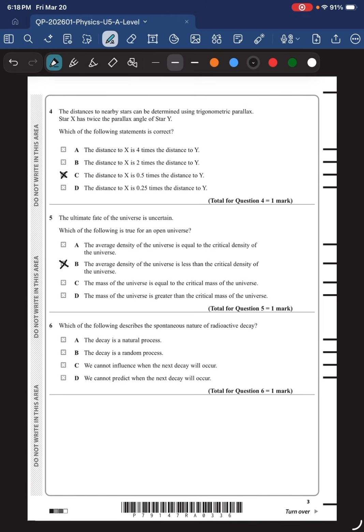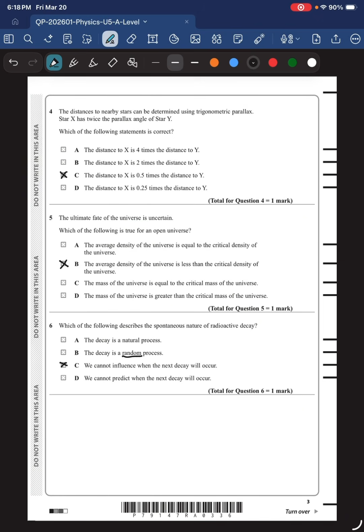No. Okay, 6. Which of the following describes the spontaneous nature of radioactive decay? A, the decay is a natural process. No. B, the decay is a random process. So when we say random, we mean we cannot predict when the next decay will happen. So even though it sounds correct, it's not correct. C, we cannot influence when the next decay will occur. That's the answer. D, we cannot predict when the next decay will occur.